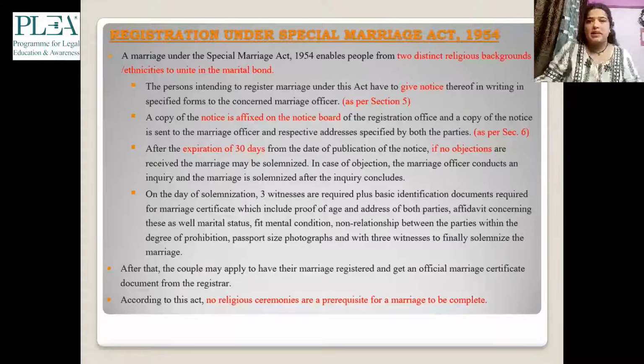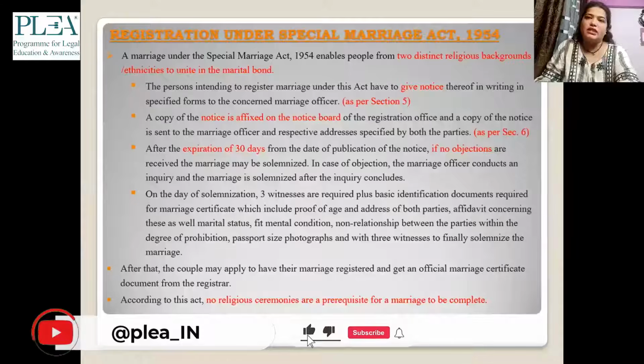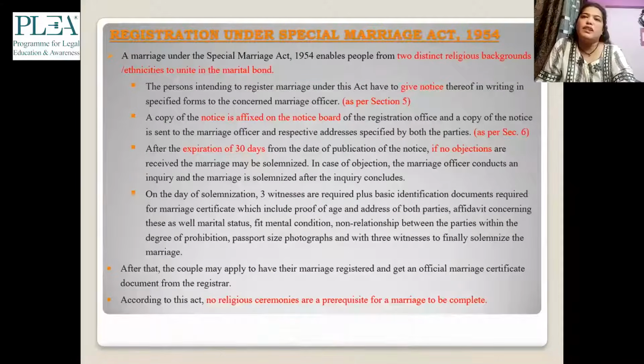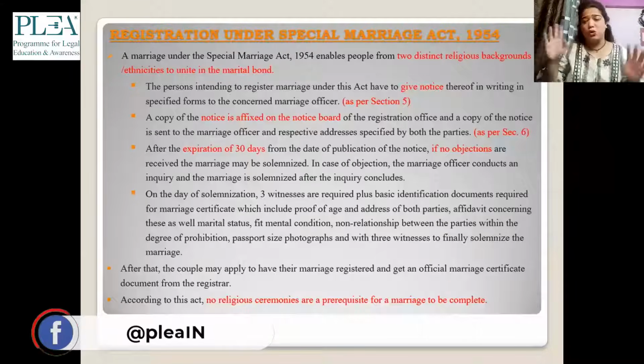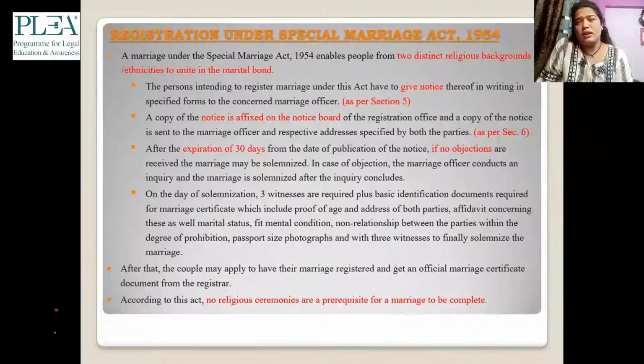And in the Special Marriage Act you marry only as per the Special Marriage Act, so before that you do not solemnize anything. So what is marriage under the Special Marriage Act 1954? The marriage under the Special Marriage Act 1954 enables people from two distinct religious backgrounds or ethnicities, or even from the same religious background, to unite in the marital bond.